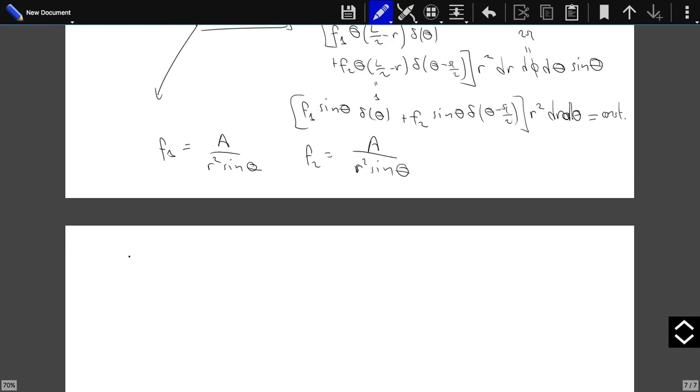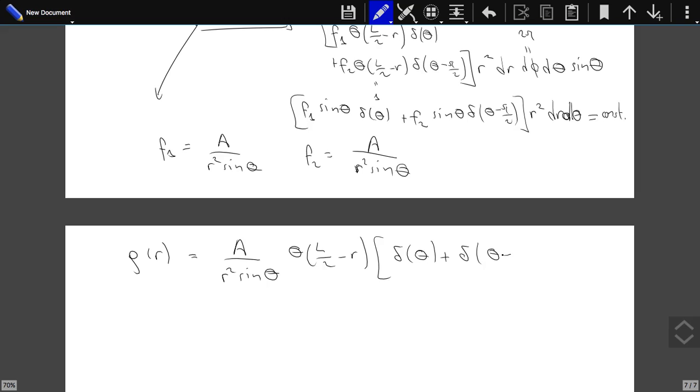So rho of r is actually A over r squared sine of theta, theta of L over 2 minus r, delta theta plus delta theta minus pi over 2. Well, Dirac delta theta over sine theta is kind of singular when theta is equal to 0, but so is the volume element. When theta is equal to 0, it is singular, it is 0. So both singularities kind of cancel each other.